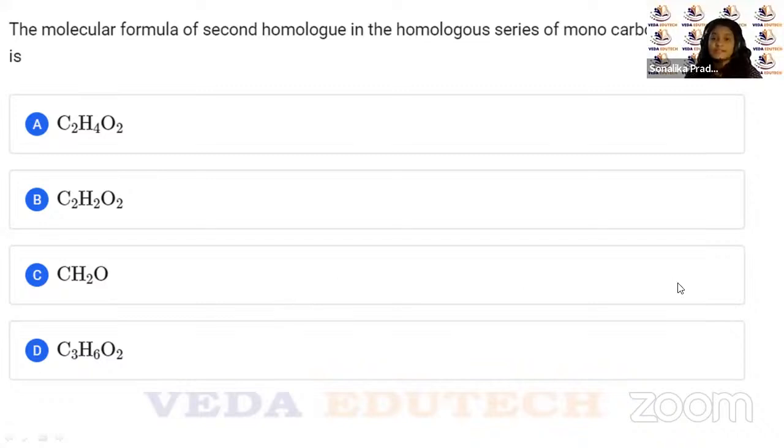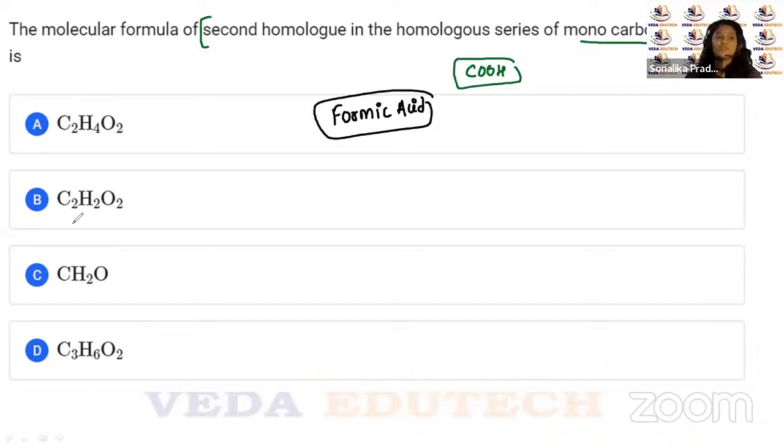So again, the next question on your screen here. So what's being asked here, children? You've been asked the molecular formula of the second homologue in the homologue series of monocarboxylic acid. Monocarboxylic acids means, children, you'll have one COOH group here, right? So what's the formula of the first carboxylic acid, children? We know that it is formic acid. Yes or no, children?